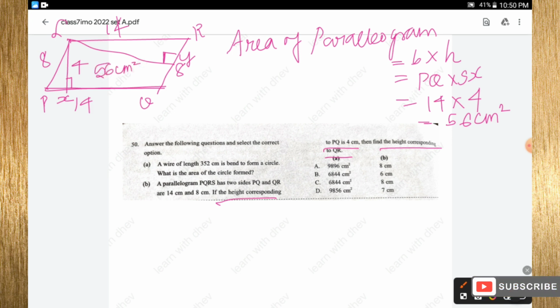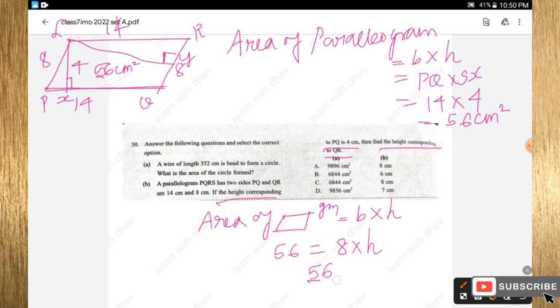Now we'll find the height corresponding to the side QR. Again, we are going to use the same formula, area of parallelogram, base into height. We know that the area of the parallelogram is 56 centimeter square, which equals base 8, and we have to find h. So just transpose 8 to the opposite side, it will come in the denominator, which equals height. So how many times? 7. So the height is 7 centimeter.